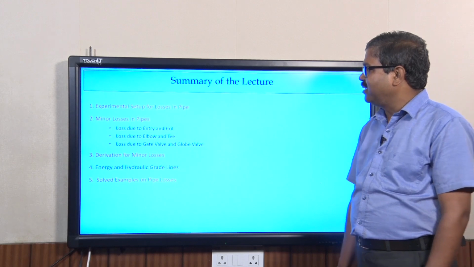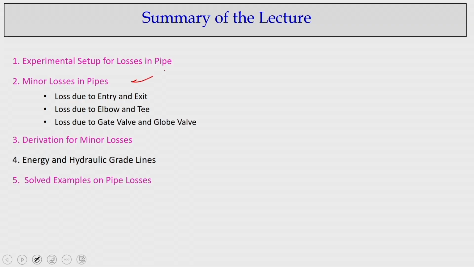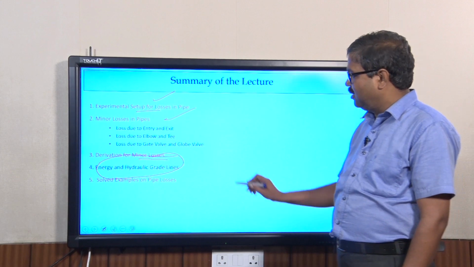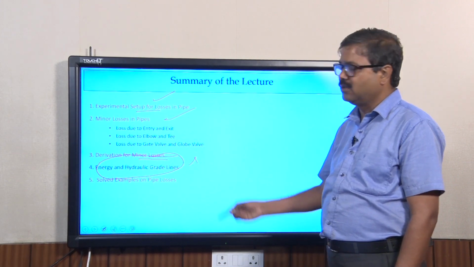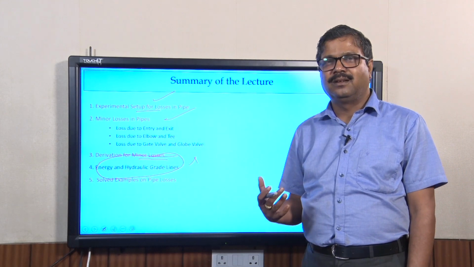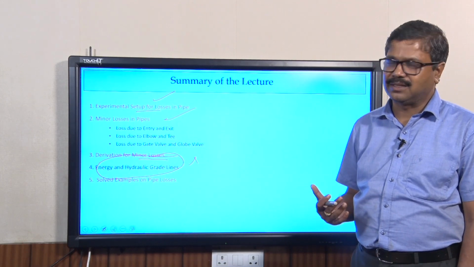In today's summary, as you know, we discussed the minor losses of the pipe. We also showed you the experimental setup. We also derived the minor losses. More importantly, you could see the energy and hydraulic gradient lines which need to be drawn, and also you can use the control volume concept to try to understand the flow, not microscopically but also in terms of gross characteristics.